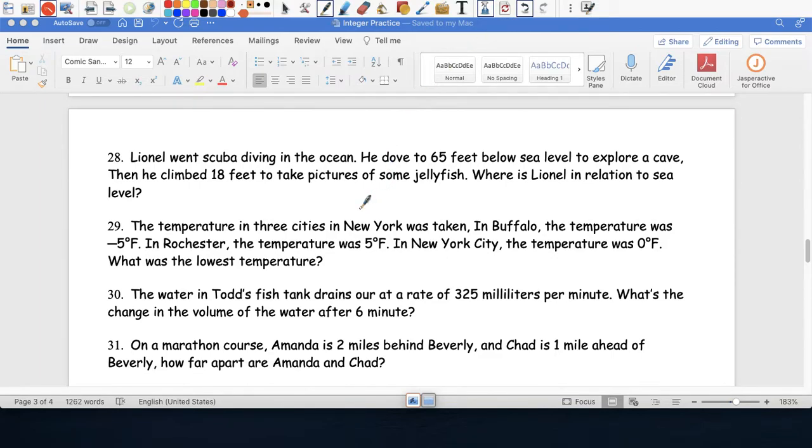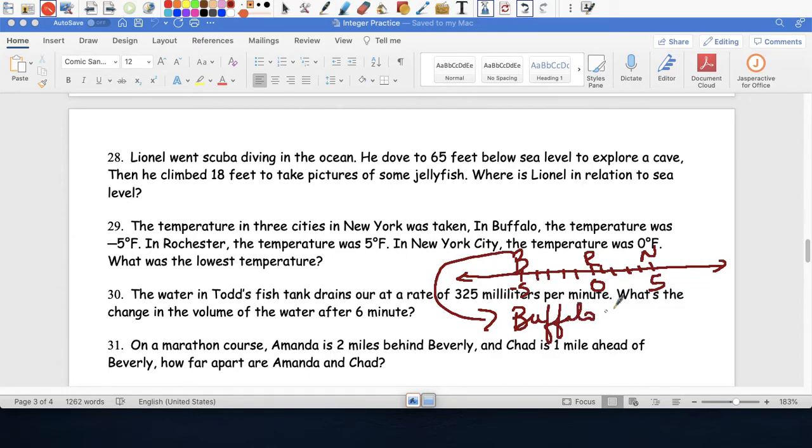29. The temperature in three cities in New York was taken. In Buffalo, the temperature was negative 5 degrees, in Rochester it was 5 degrees, and in New York City it was 0. What's the lowest temperature? Well, it's not whether it's easy or difficult, but about interpreting and knowing what tools to use. So I would use a number line here. Here is 0, then 1, 2, 3, 4, 5 degrees positive, and negative 1, negative 2, negative 3, negative 4, negative 5. Then I would label them: B on top of negative 5, 0 is New York City, 5 is Rochester. Now, how do I know which one's the lowest temperature? The lowest temperature is the number that's furthest left on the number line. In this case, Buffalo, represented by negative 5, is furthest to the left. That's how I know that's the lowest temperature.